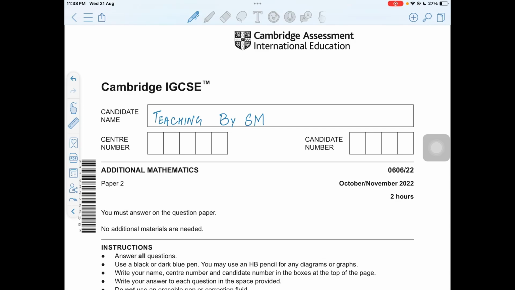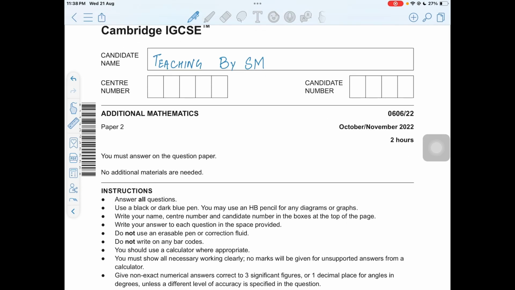Okay, so my name is Bilal, and today we'll be solving additional mathematics, paper 2, session October November, year 2022, and variant 22, which is of 2 hours.